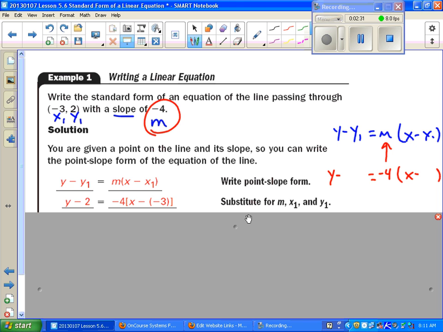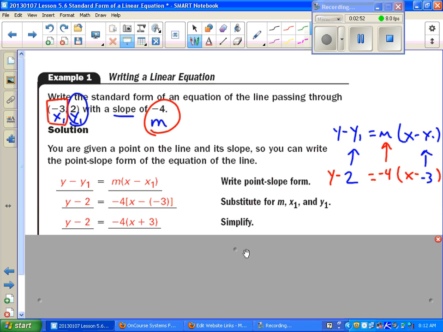Next values you plug in, y minus y sub 1. Our y sub 1 value is 2, so y minus 2. Again, just plugging it in place of y sub 1. And x minus x sub 1, x sub 1's value is -3. So in place of x sub 1, we're plugging in -3. Very important that you have minus a negative right here, because minus a negative will become +3. Notice that's on this line here. Minus a -3 becomes x plus 3. So y minus 2 equals -4 times x plus 3.